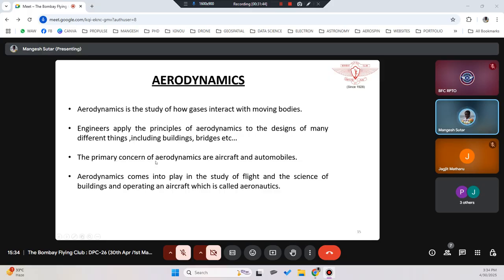The primary concern of aerodynamics is aircraft and automobiles. As I said, aerodynamics comes into play in the study of flight and the science of building and operating an aircraft, which is called aeronautics. Okay, so aeronautics is the study of science for building and operating an aircraft.